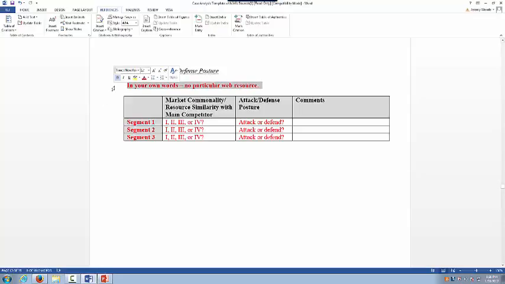Again, anytime you should use a database, I put that in red above. Anytime it should be in your own words, I've also put that in red. And anything in the table in red is basically the options that you're supposed to choose from in order to fill out that particular area.